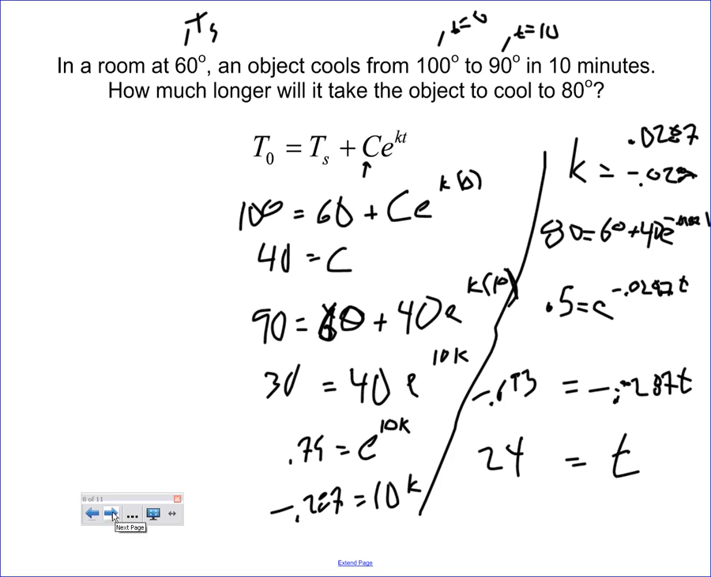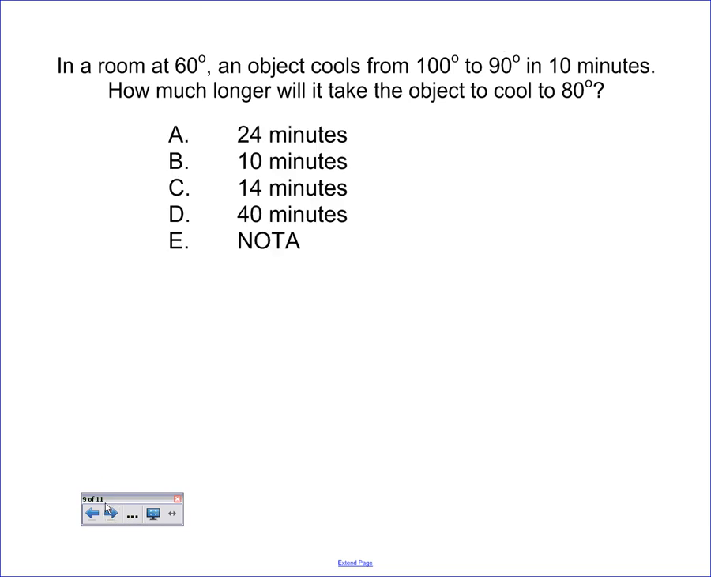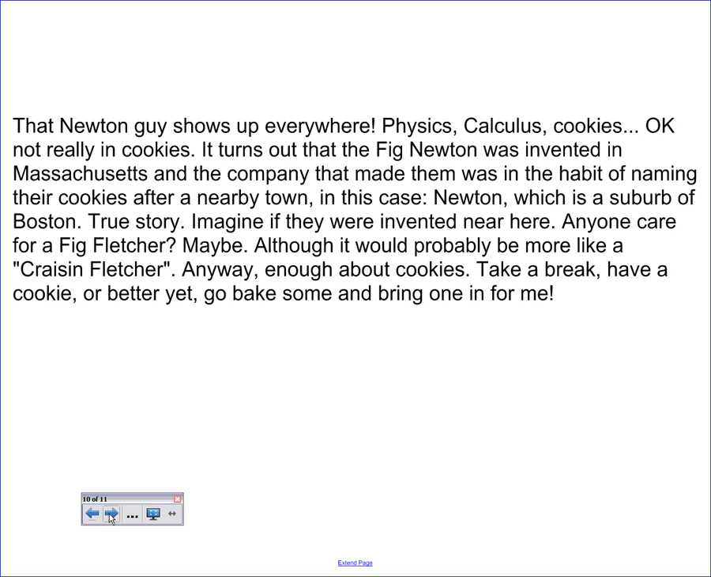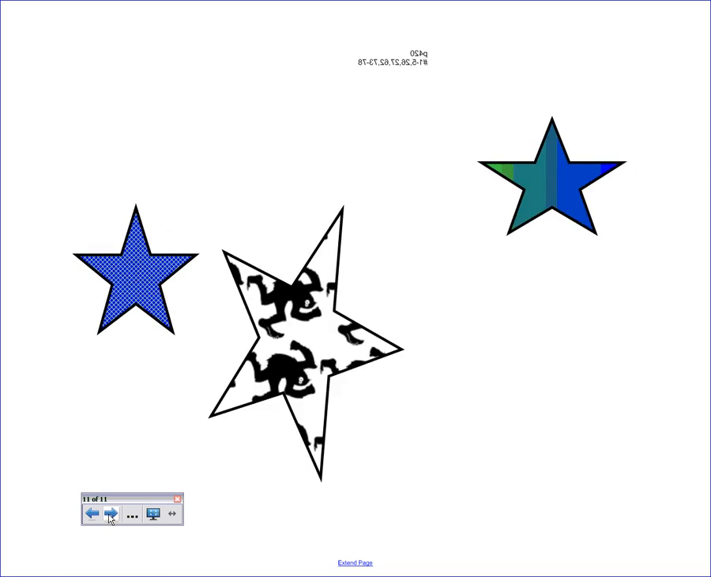So based on this, I'm going to turn this question into a multiple choice question. Based on what we just did, those are your options. I want you to pick the correct option and record that on your paper so that we can talk tomorrow. NOTA means none of the above. So if you don't think it's any of these answers, then feel free to put that down. Okay? All right. Great. That's the homework assignment.